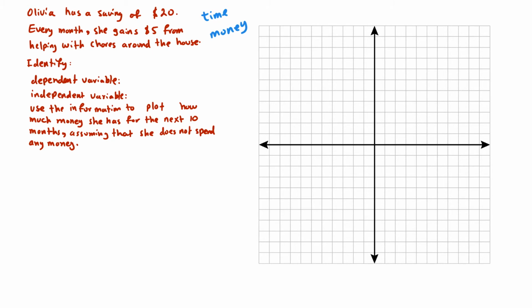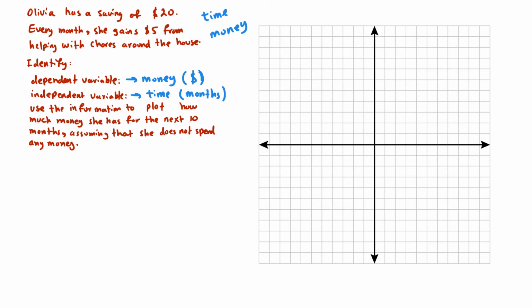So our dependent variable here will be money. The unit is in dollars. And our independent variable is time. And the unit is months.